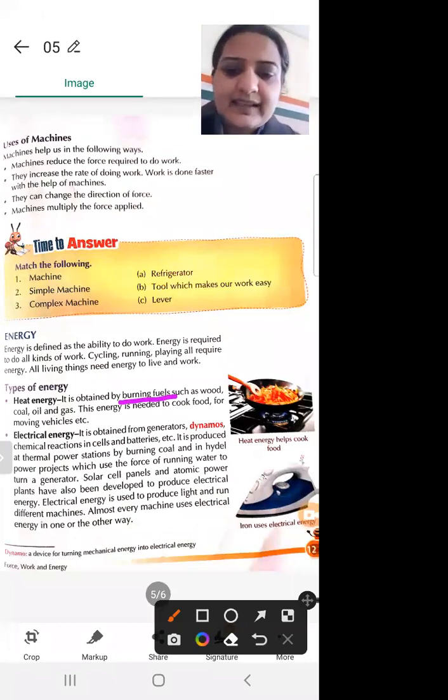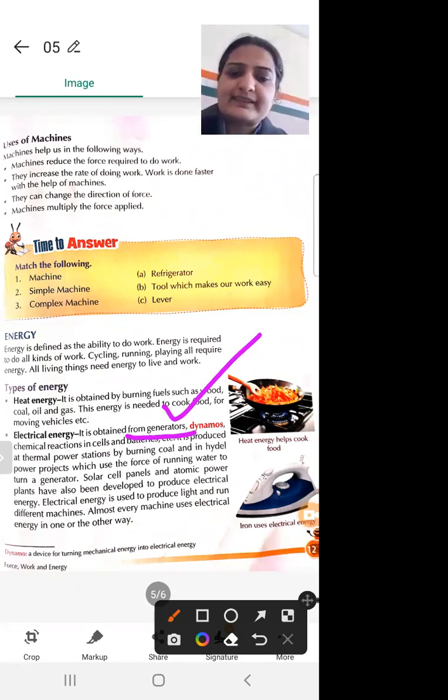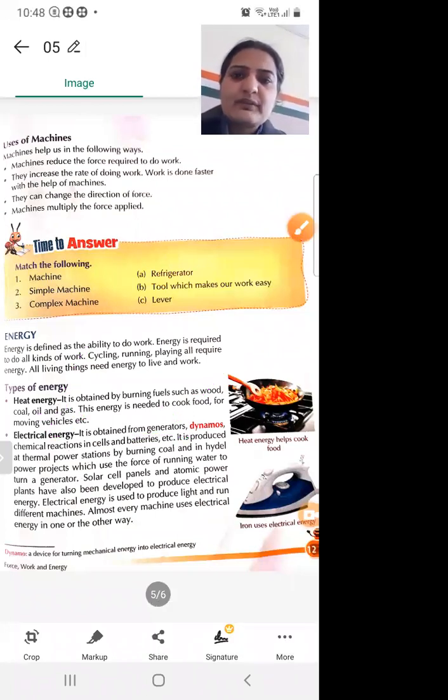Next is electrical energy. So what do you mean by electrical energy and how do we obtain electrical energy? So as we know, when electricity is not available in our home, we use generators. So we use a generator and this electrical energy is produced from generators. Dynamo, chemical reaction in the cell and battery.